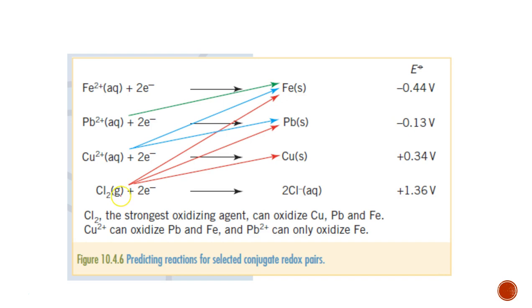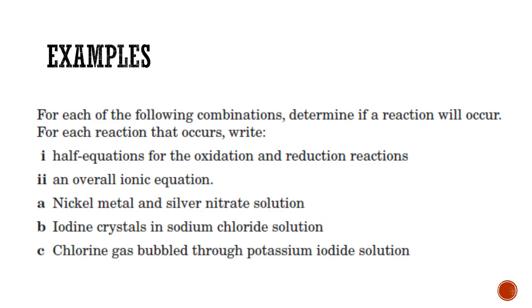You can see that chlorine gas would spontaneously react with copper, lead, or iron. Cu2+ would only react with lead or iron, and lead would only react with iron, because all the others don't form that positive gradient. So going straight across or going down won't give us a spontaneous reaction. And what we're looking for is that spontaneous reaction. Will the reaction go without us having to force the reaction along?